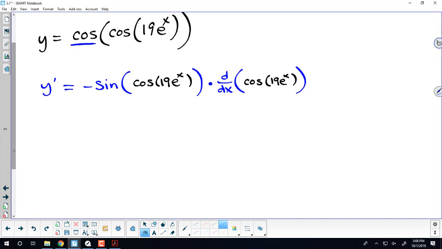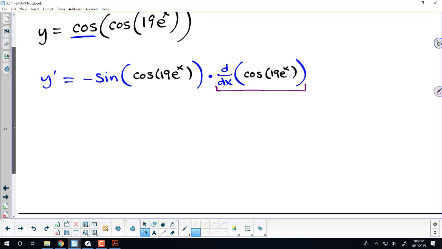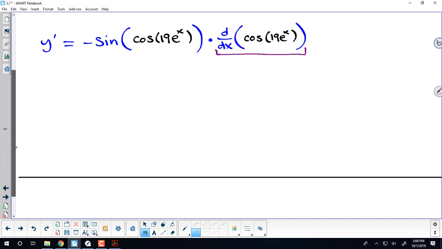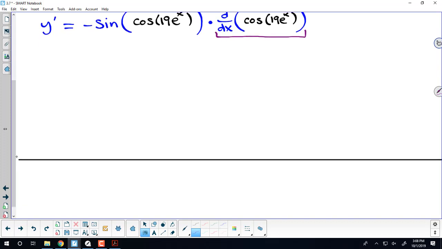Like I said, this is where it's beneficial to write out the derivative explicitly because you have another chain rule for this piece right here. If we knew that derivative, we would be done. So off to the side, we're going to compute the derivative of cosine of 19 e to the x.